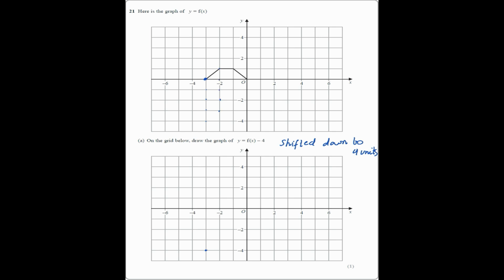And then for this one, 1, 2, 3, 4. It has to be in between minus 2 and minus 4, means there. And then this coordinate, 1, 2, 3, 4. It has to be there. And then finally the last one, 1, 2, 3, 4, means here at this place. Now if we join each and every coordinate together, it will look like this. So that's the graph of y equal to f of x minus 4.